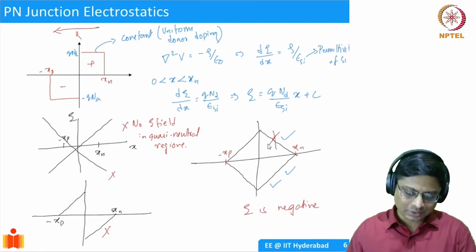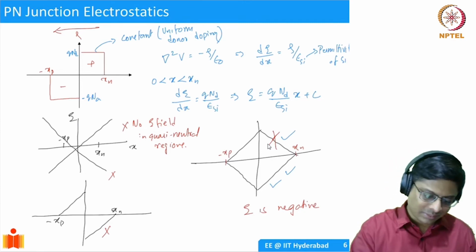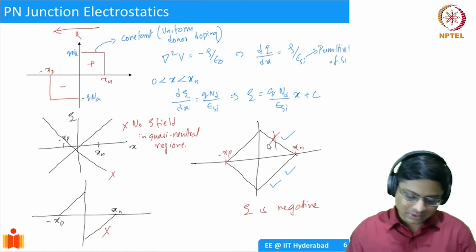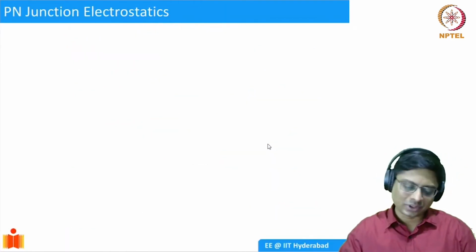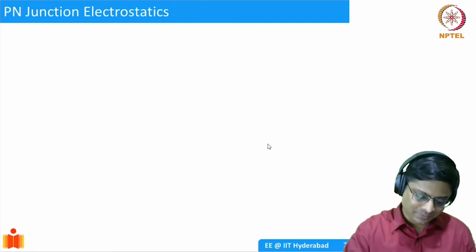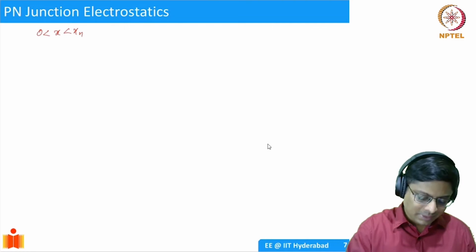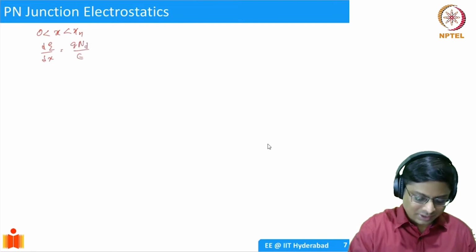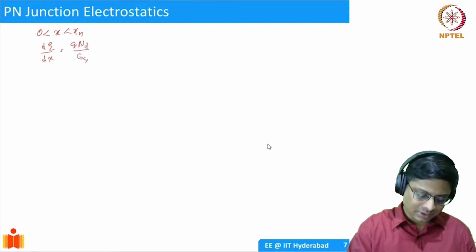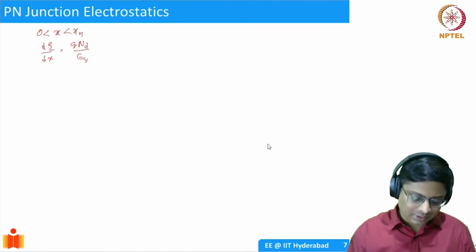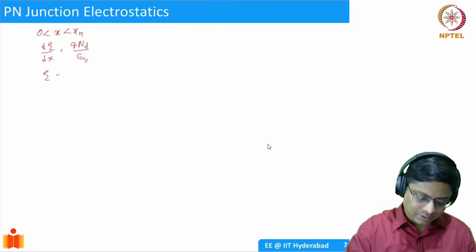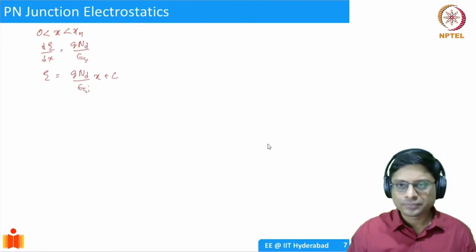So let's just make sure that you have this in mind. Let's take the equations and solve it. We'll get to the answer that we just discussed. So for x in the n region, dE by dx is basically q N_D by epsilon silicon. This is your Gauss law, right? And so E is going to be q N_D by epsilon silicon times x plus c.